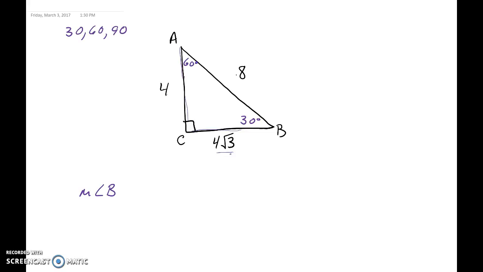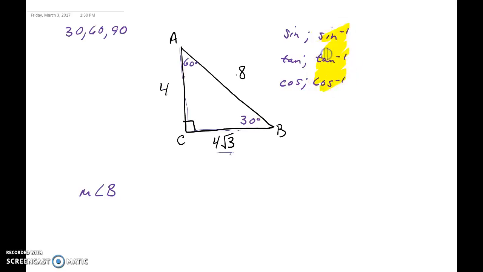However, not every triangle we do is going to be a 30-60-90 triangle. So what we can use is what's called our inverse sine, cosine, or tangent. The inverse of sine is sine inverse. The inverse of tangent is tangent inverse. And the inverse of cosine is cosine inverse. These will allow us to solve for the angle measures of a triangle.